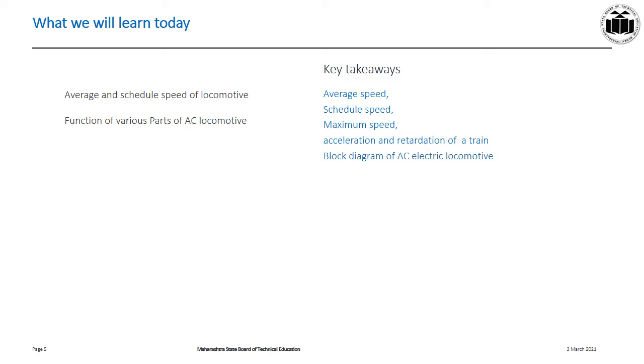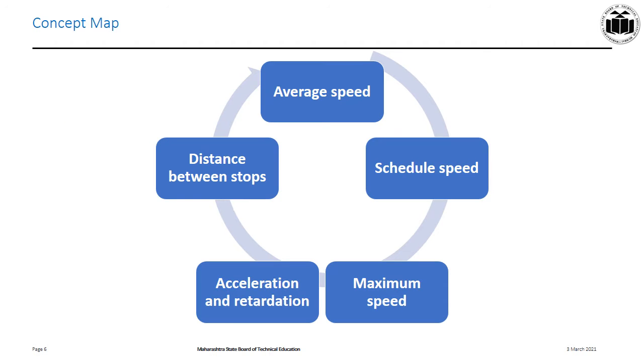What we will learn today? Today we will learn average and schedule speed of the locomotive, and the function of various parts of an AC locomotive. Key takeaways of this presentation are average speed, schedule speed, maximum speed, acceleration and retardation of a train, and block diagram of an AC electric locomotive. Let's see the concept map for this topic.